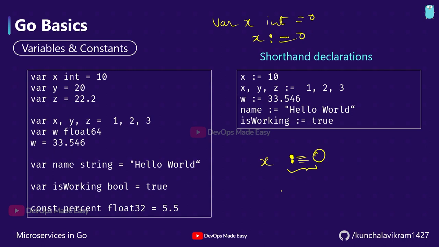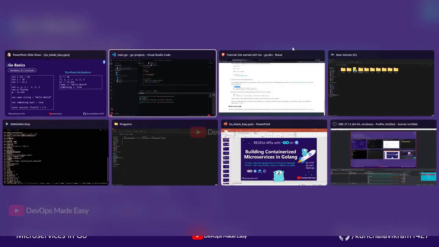So this is the shorthand declaration. We can also initialize multiple variables like x, y, z, and this is the shorthand notation. This is needed when you don't want to declare the data type, or the data type is not known and you want Go to infer it for you. So let us go to the terminal and try to learn a bit with examples.